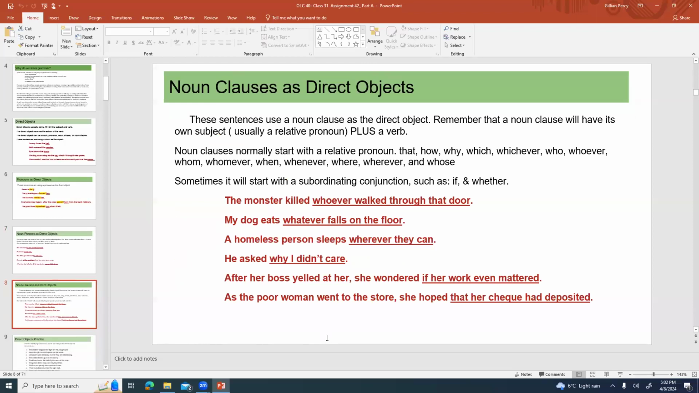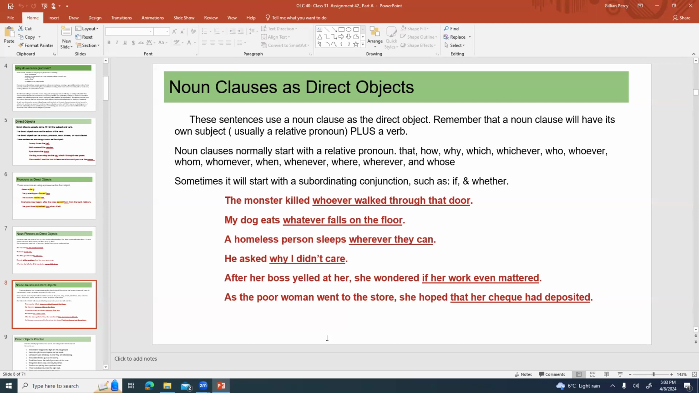We can also use noun clauses as direct objects. That's where it's starting to get kind of tricky, I think. A noun clause, remember, it has to have its own subject. Usually that's a relative pronoun, which we'll talk about here, plus a verb. So relative pronouns are like that, how, why, which, whichever, who, whoever, whom, whomever, when, whenever, where, wherever, and whose.